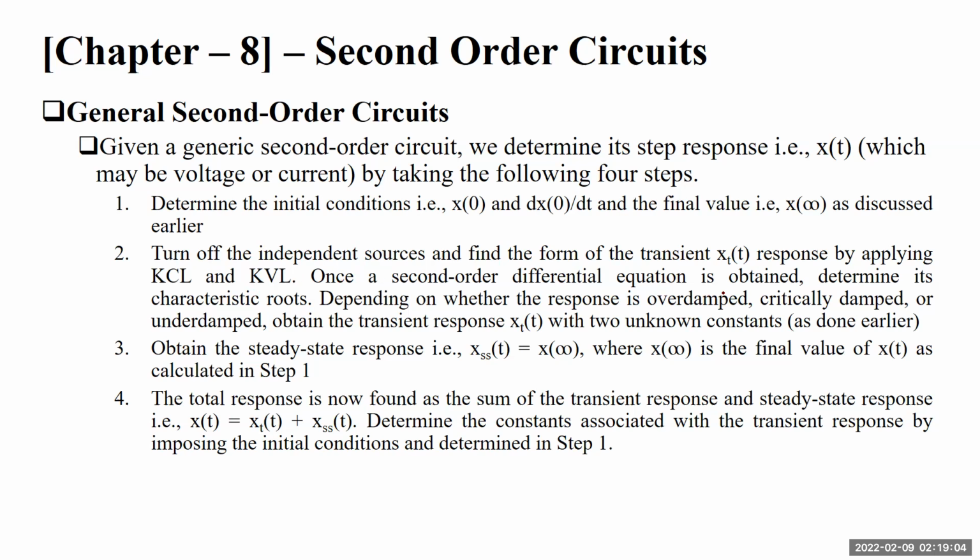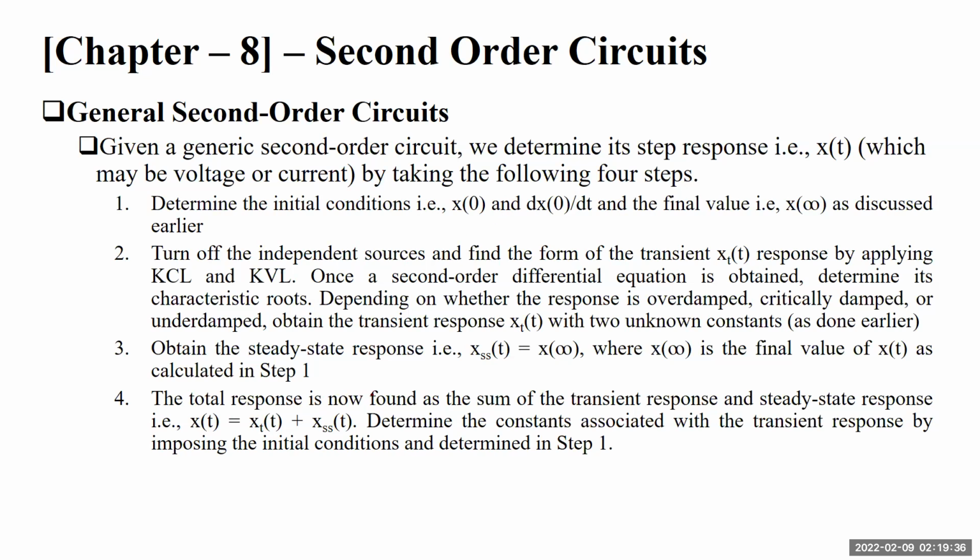Once the second order differential equation is obtained, determine its characteristic roots. Depending on whether the response is overdamped, critically damped, or underdamped, obtain the transient response with two unknown constants. Third step, obtain the steady state response, x steady state of t, which is equivalent to x of infinity, which is the final value of x of t as we have calculated in the first step.